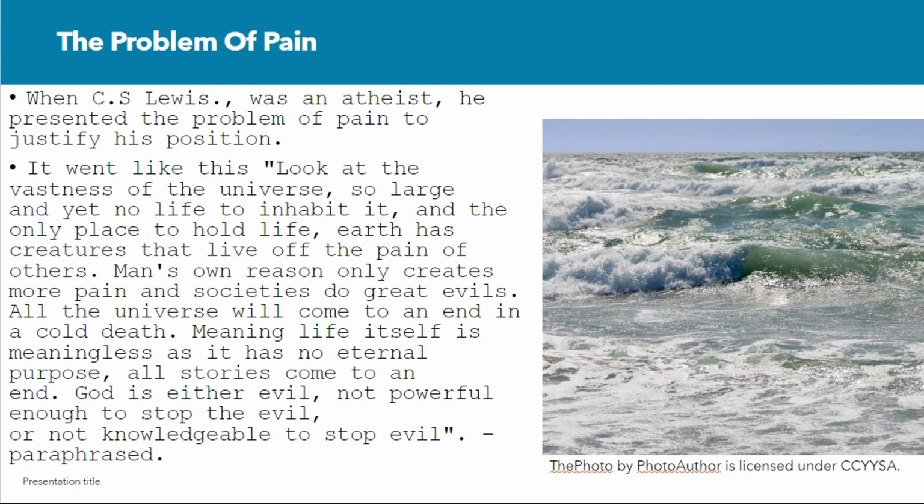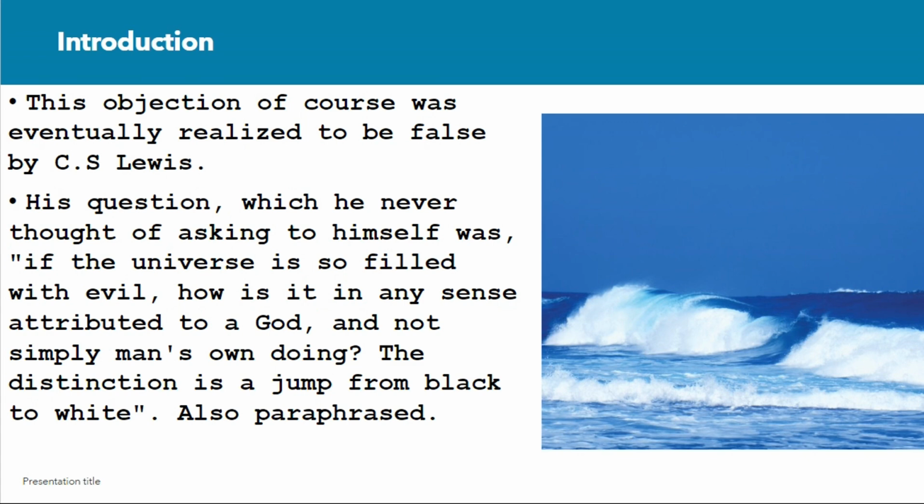All stories come to an end. God is either evil, not powerful enough to stop the evil, or not knowledgeable enough to stop evil. This objection, of course, was eventually realized to be false by C.S. Lewis. His question, which he never thought of asking himself, was, if the universe is so filled with evil, how is it in any sense attributed to a God, and not simply man's own doing? The distinction is a jump from black to white, also paraphrased.